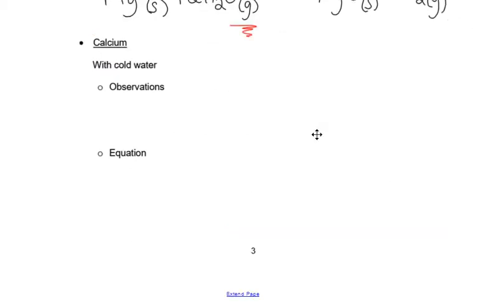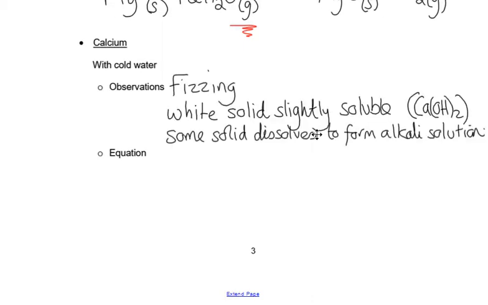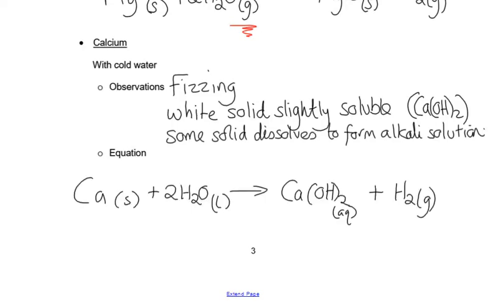Looking at the reaction of calcium now, again you probably have seen the video on the experiment of calcium with water, so your observations you should be able to see and write down. So you will observe fizzing, effervescence, white solid, which is slightly soluble, so if that dissolves you'll get an alkaline solution because that slightly soluble solid is calcium hydroxide. And there's the equation for calcium with water, giving you calcium hydroxide and hydrogen gas.